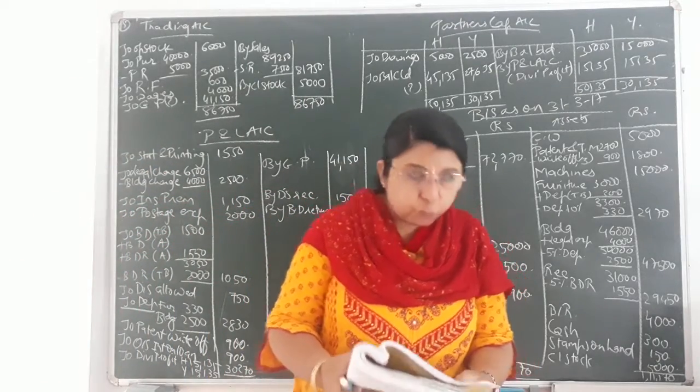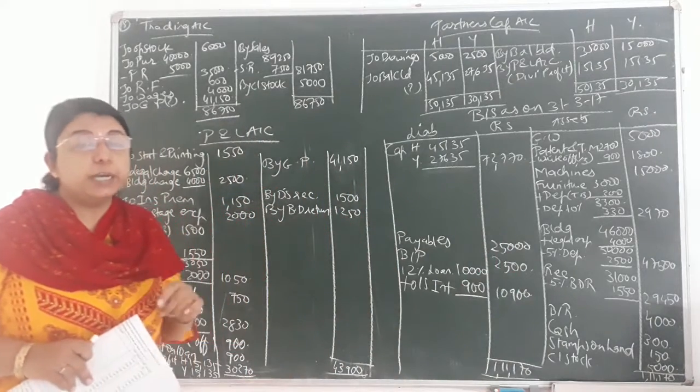Then afterwards wages that is given to you 4,000. Wages will be recorded on the debit side of trading account, not P&L account.